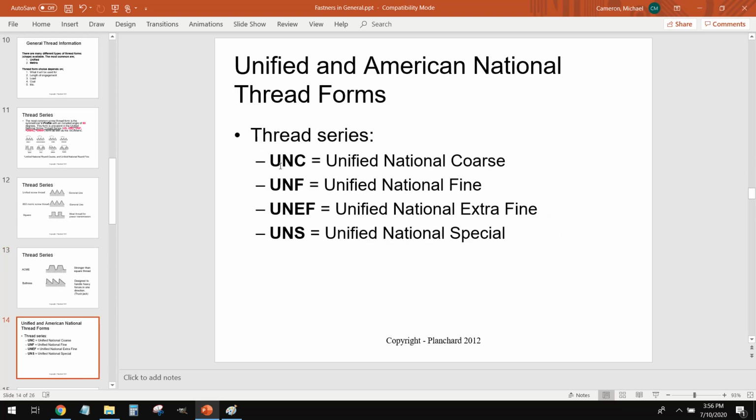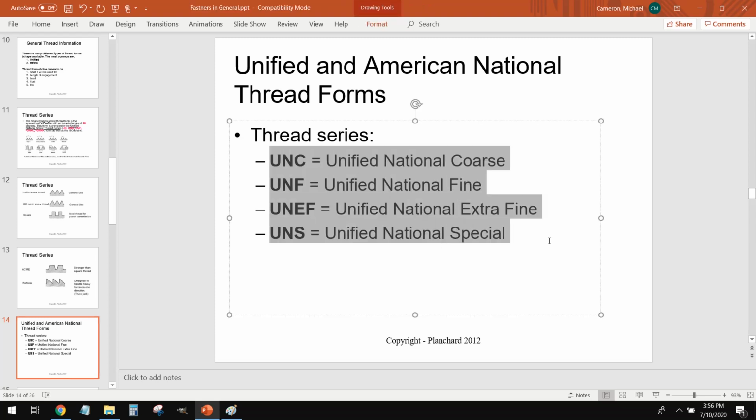Now, the difference between all of these, as far as Unified National threads go, is essentially the shape of the thread in regards to the threads per inch. So you're typically going to see UNC and UNF. And for our purposes, there's really not much difference between the two.